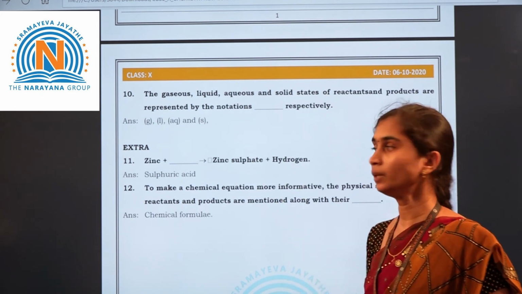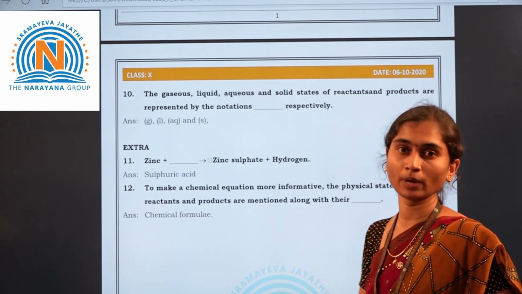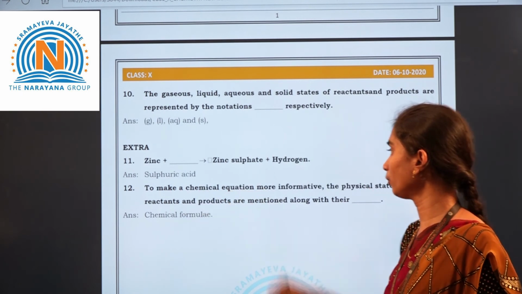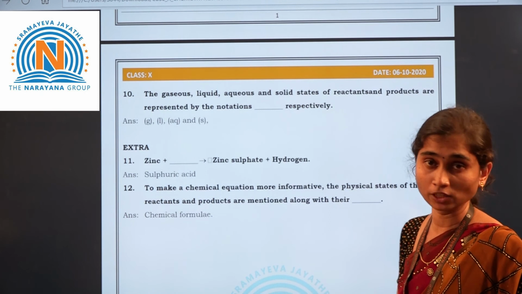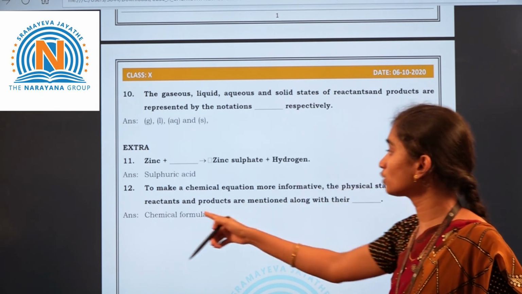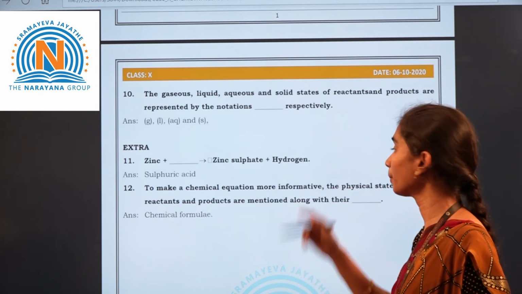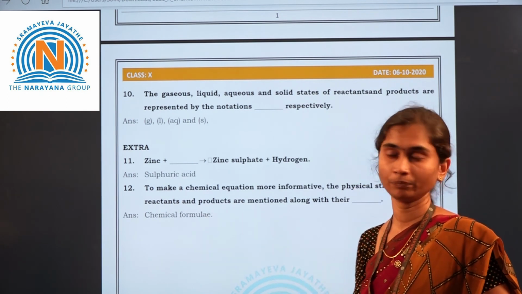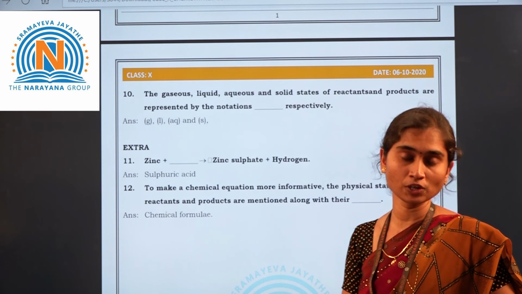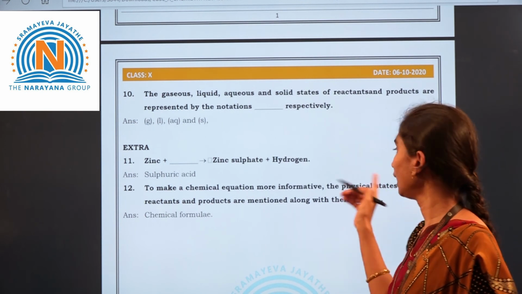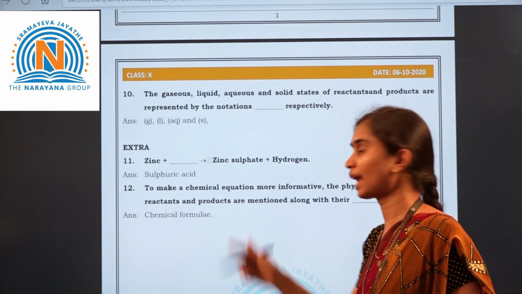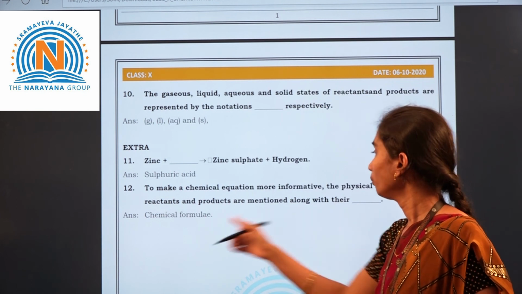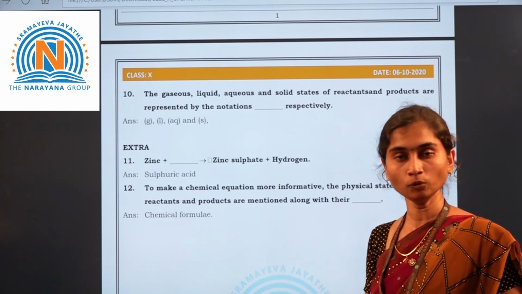So the last question: to make a chemical equation more informative, the physical states of the reactants and products are mentioned along with their chemical formulae. So to make the chemical equation more informative, we mention the physical states of the reactants and products with their chemical formulae.